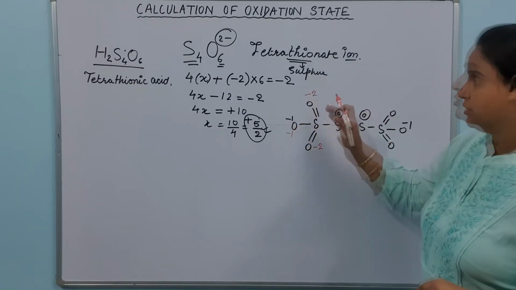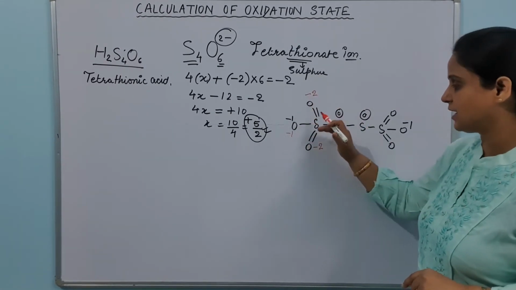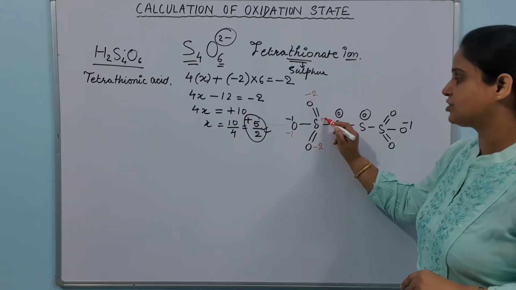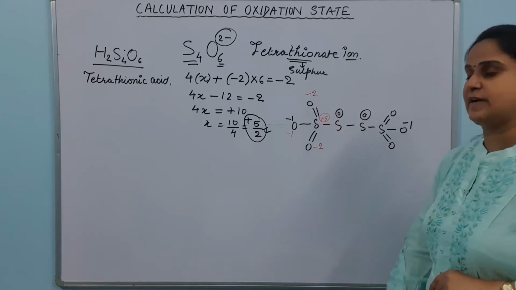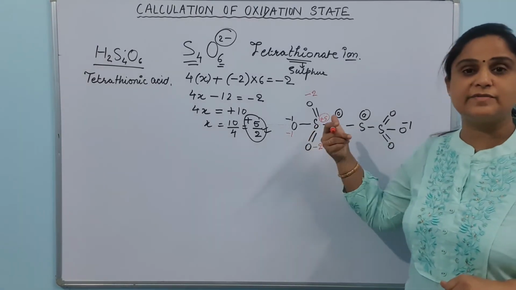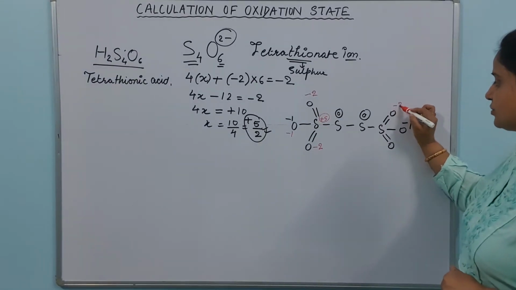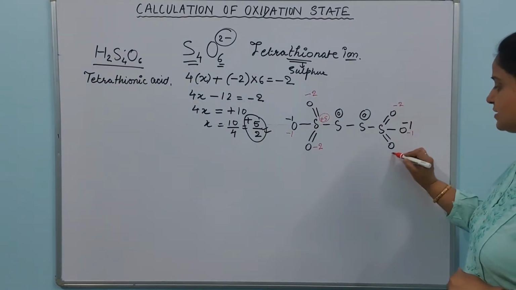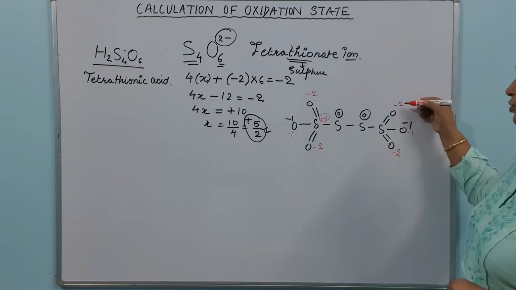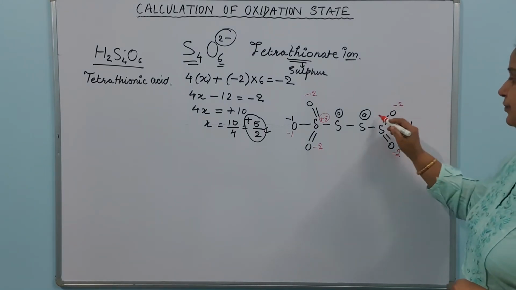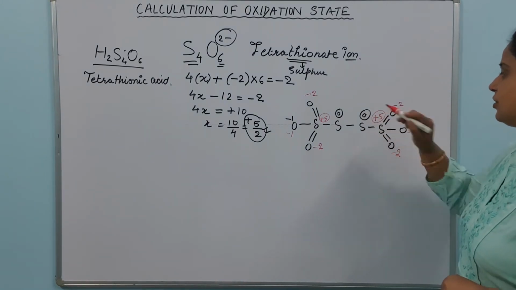So this pulls 2 from this side, 1 from this side, and 2 from this side. The total charge they are getting is +5. This sulfur is getting +5 oxidation state. In the same way, this oxygen is pulling -2, this oxygen -1, and this oxygen is also pulling -2. So 2, 1 and 2. This is also getting +5 oxidation state.